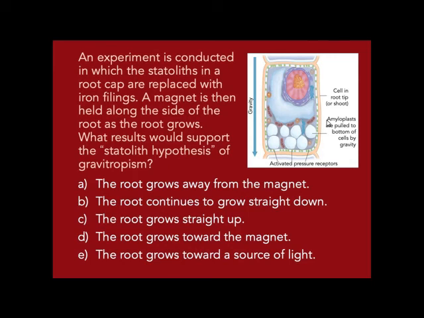I guess that the root should grow towards the magnet. Yeah, the root grows towards the magnet. That is true. The root should grow towards the magnet, right? So the iron filings will fall against these receptors, and that will tell the root to grow in the direction of where the receptors are being activated.